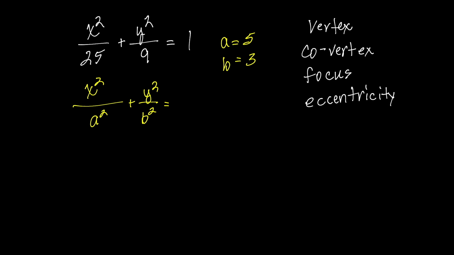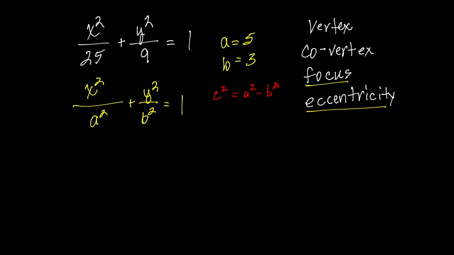So I have two pieces that I need. The other thing we're going to need to find the focus and eccentricity is C. The relationship of C is this: C squared equals A squared minus B squared. Don't confuse this with the Pythagorean theorem, which would have a plus here. So this is not a hypotenuse. Actually, this is. But anyway, here we go.